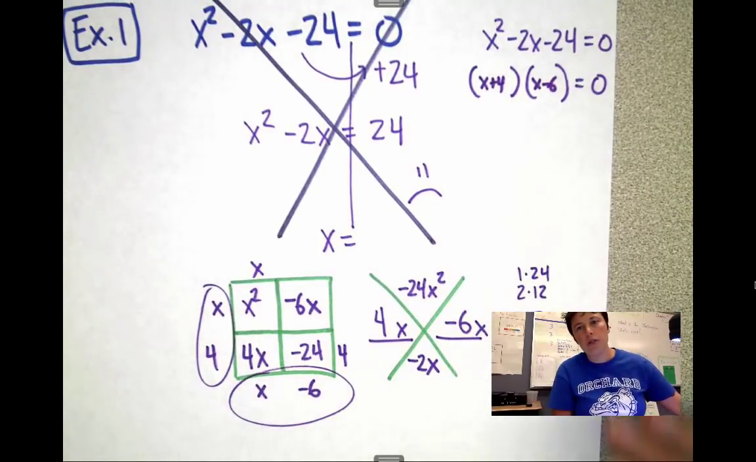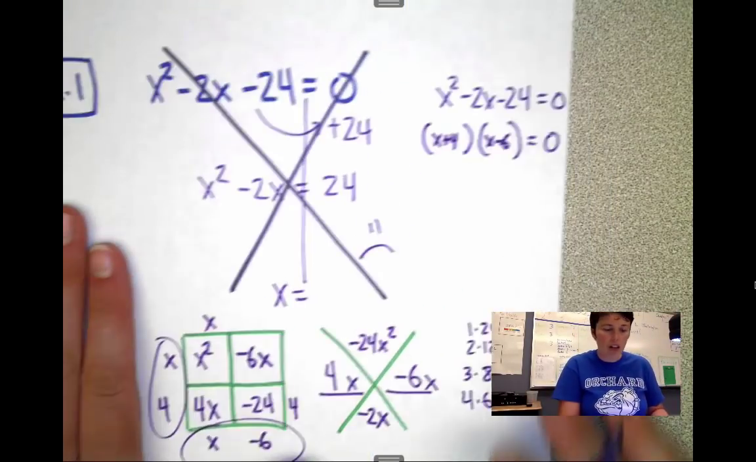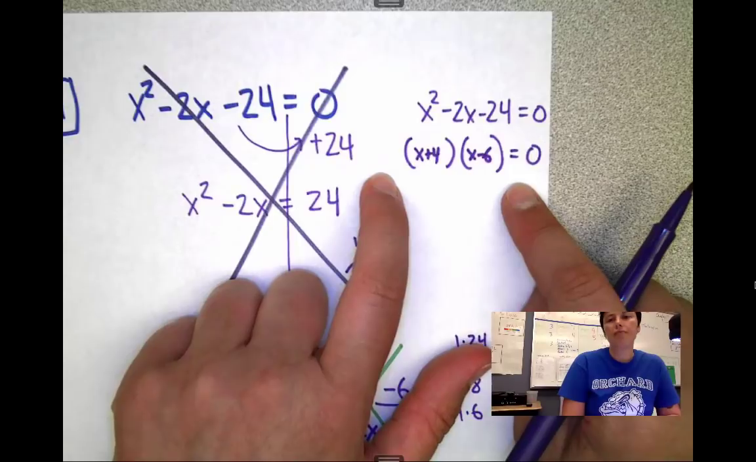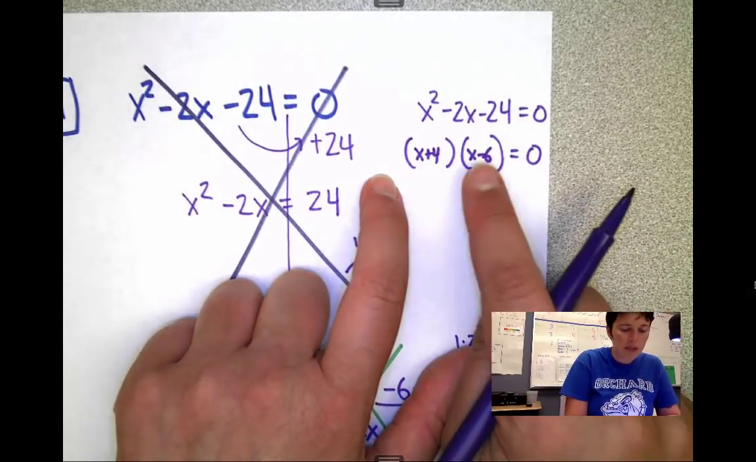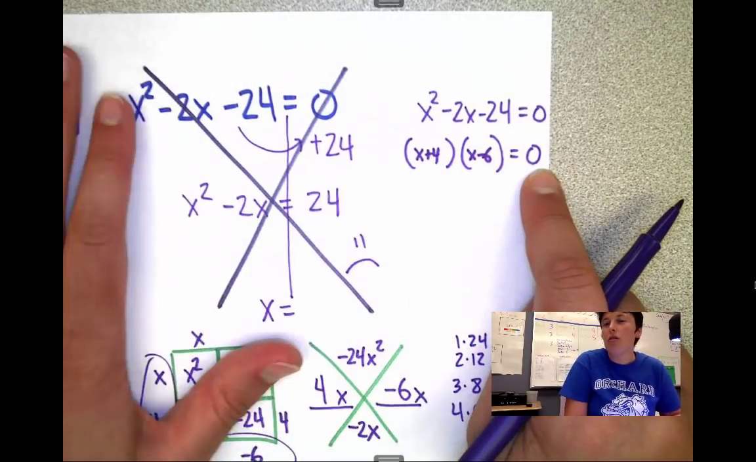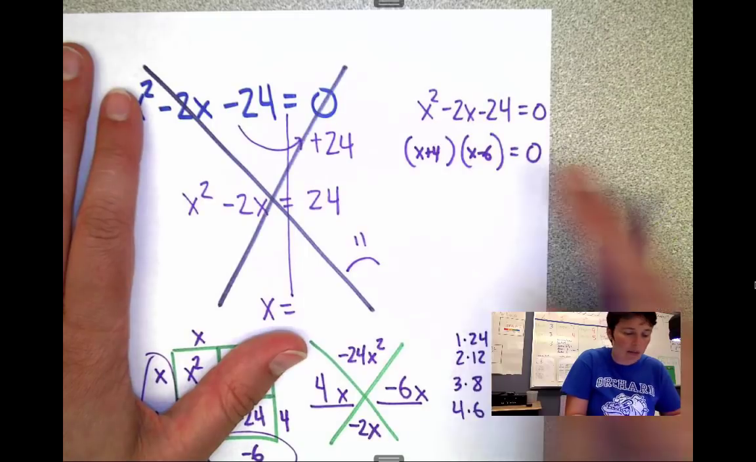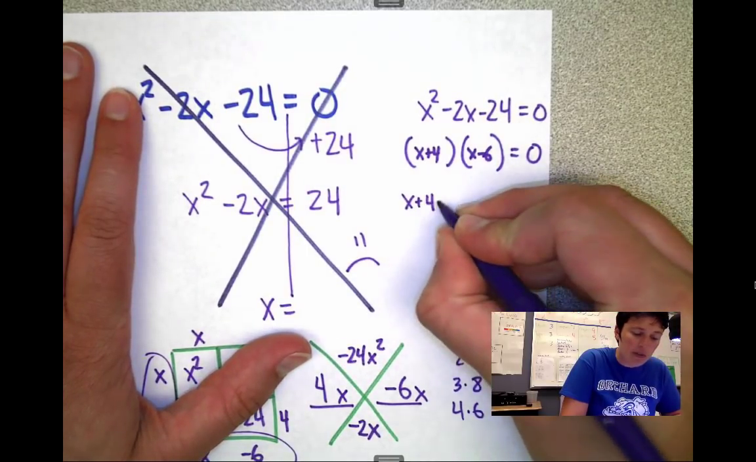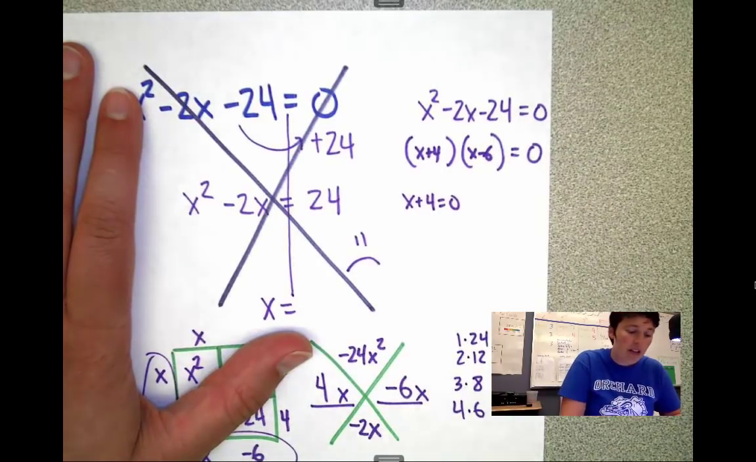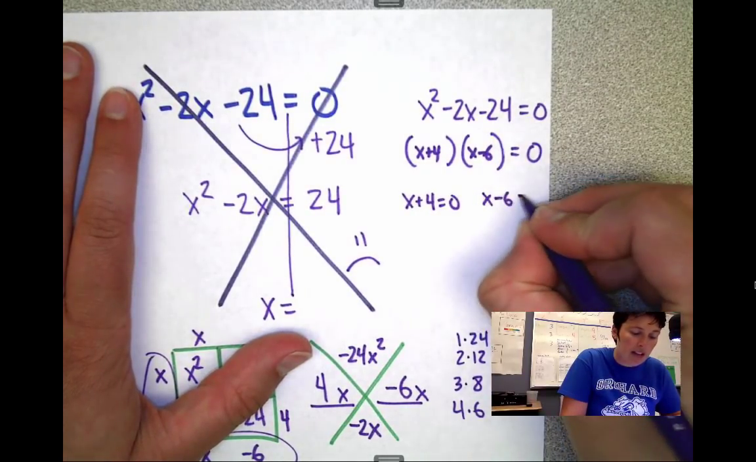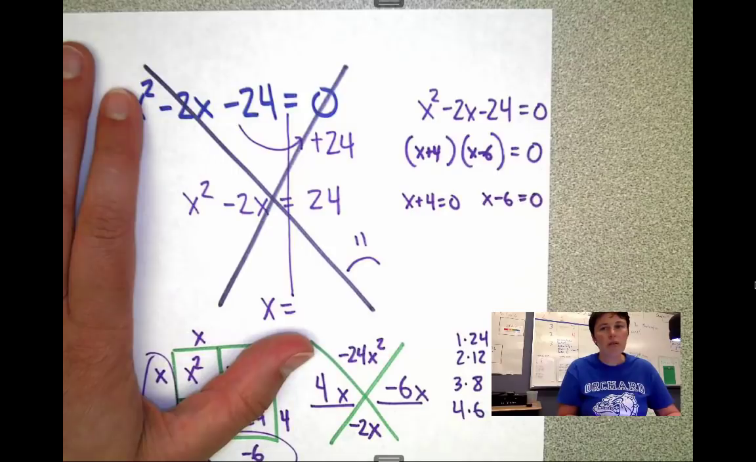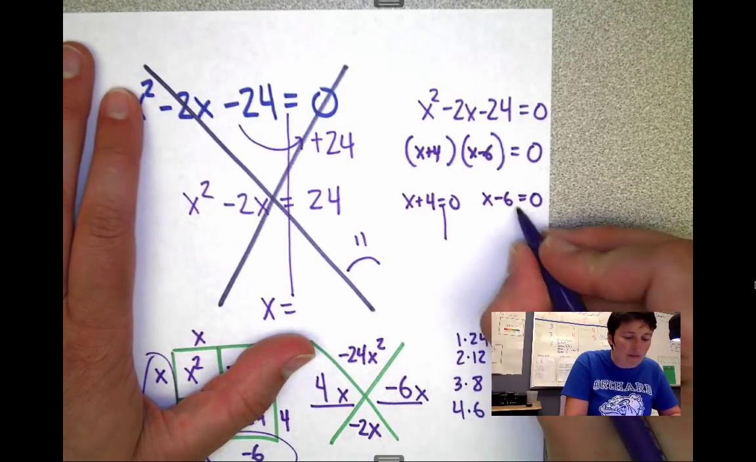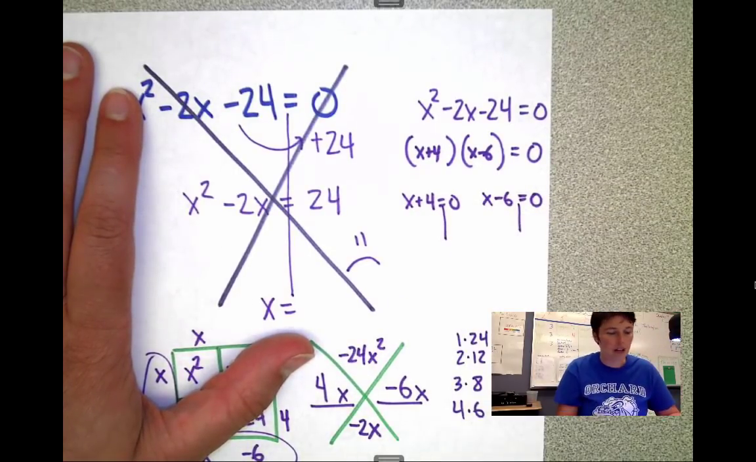Now why is this useful? Well, now that I've gotten it all the way to here, here's what I know. Something times something equals 0. So according to my zero product property, what that means is either the x plus 4 has to equal 0, or the x minus 6 has to equal 0. Both of those, if I put small lines down the middle, are very easy equations to solve.